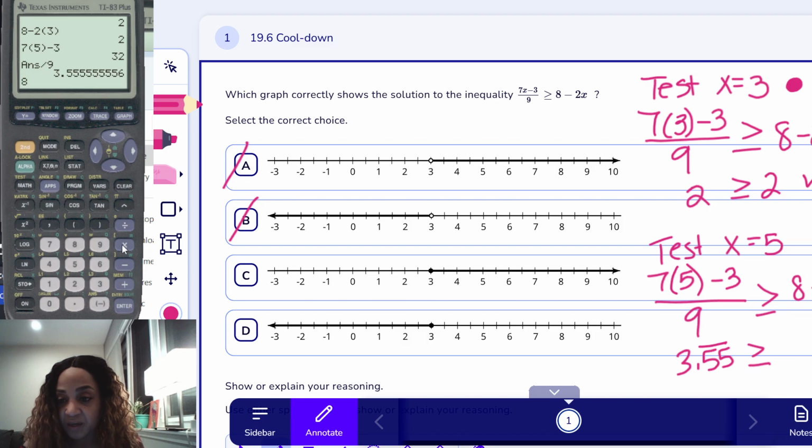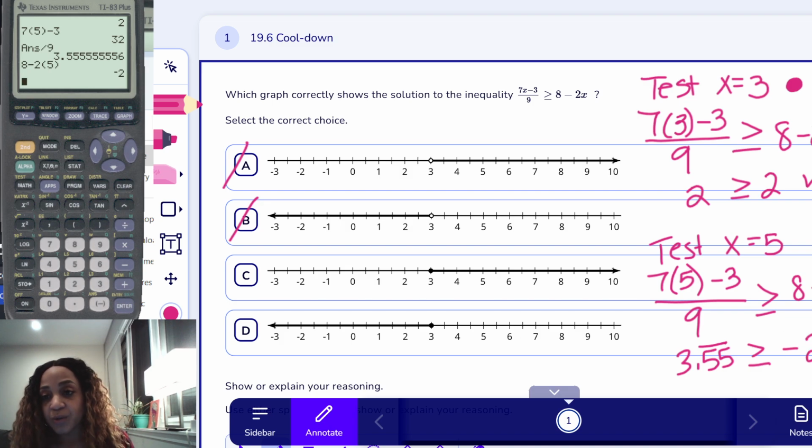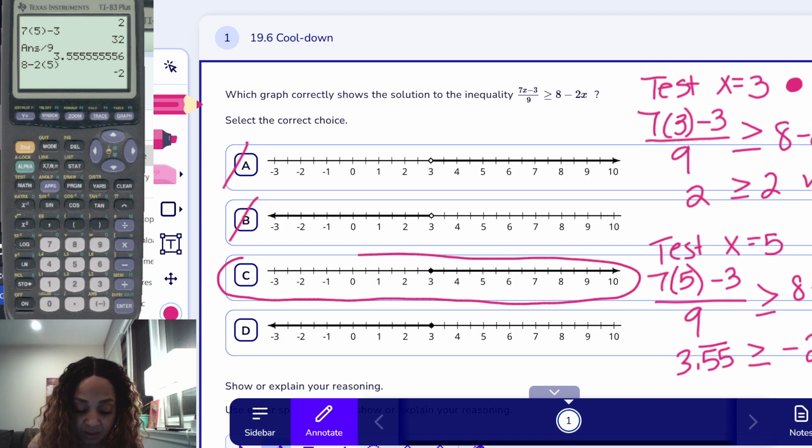We're going to evaluate the other side, which is 8 minus 2 times 5. Okay, that should be a negative number. That is negative 2. So is it true that 3.55 is greater than or equal to negative 2? Of course. Any positive number is going to be greater than a negative number. So our correct answer is C.